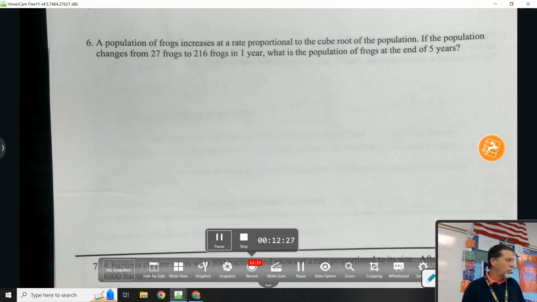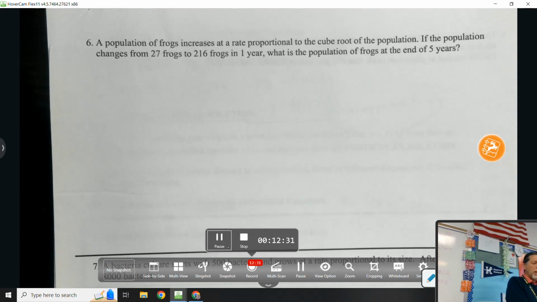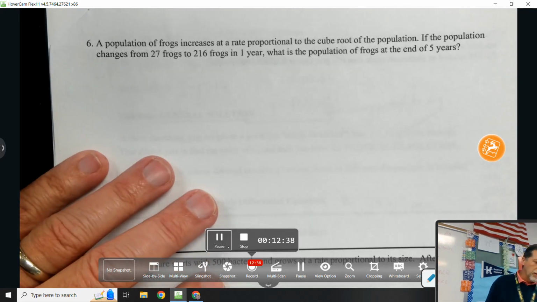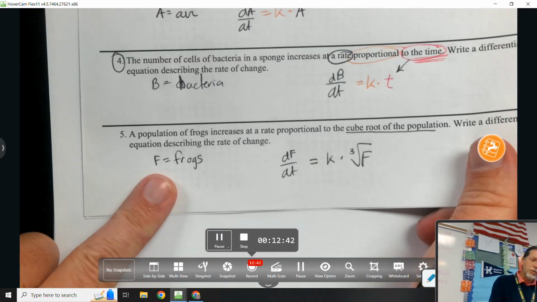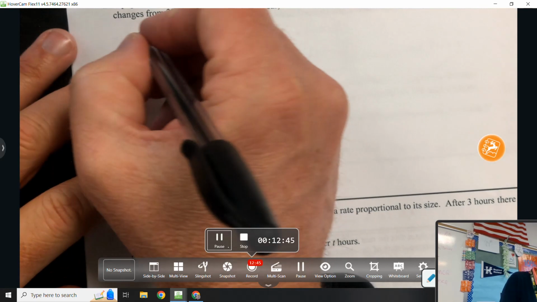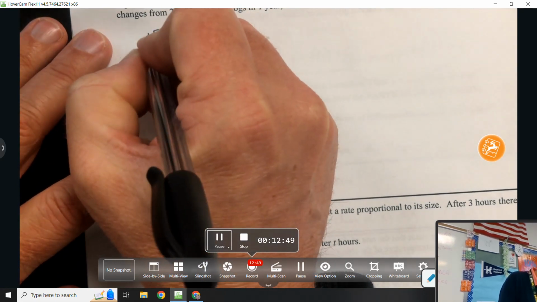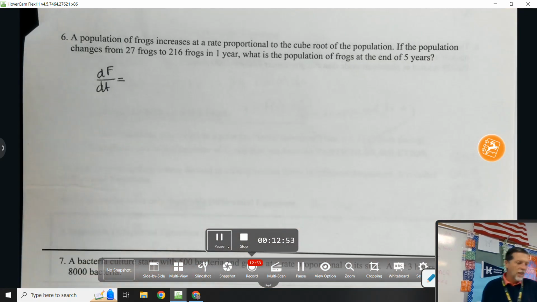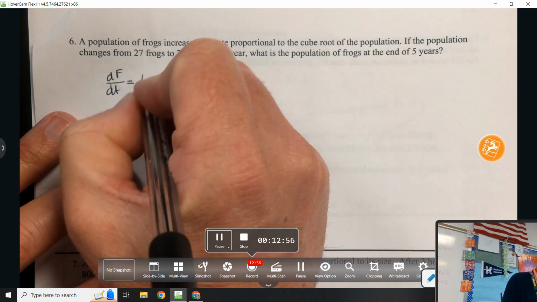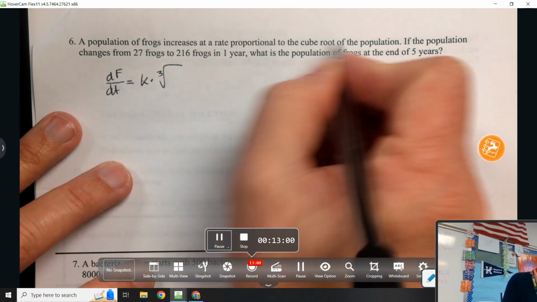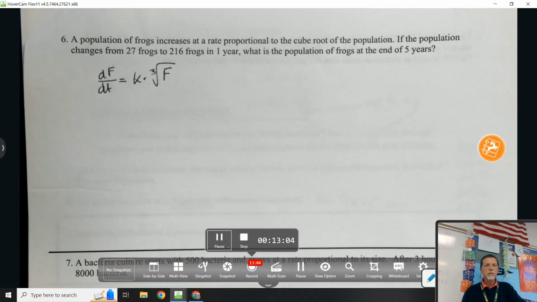All right, so now we're going to get into actually solving them, not just setting them up. Number 6, a population of frogs increases at a rate proportional to the cube root of the population. Wait, that's exactly what was in number 5. So that's the same setup as number 5. I'm going to start up here in the corner because I know it's going to take some room to solve this. So dF dt proportional to the cube root of how many frogs there are. If the population changes from 27 frogs to 216 frogs in 1 year, what is the population of the frogs at the end of 5 years?